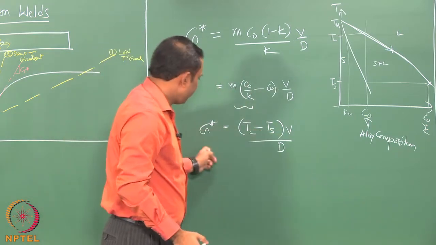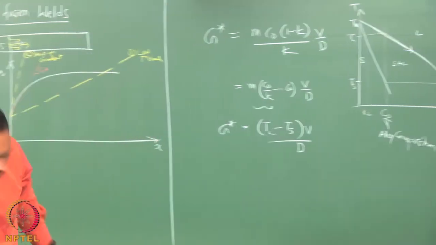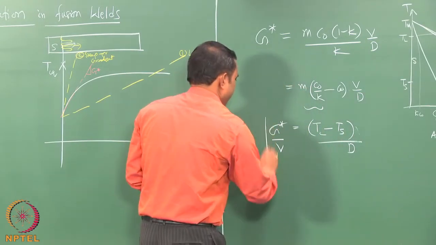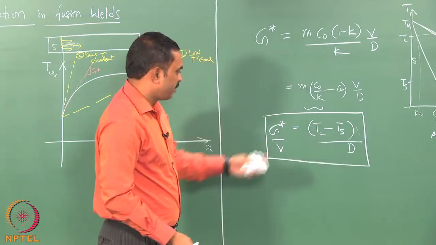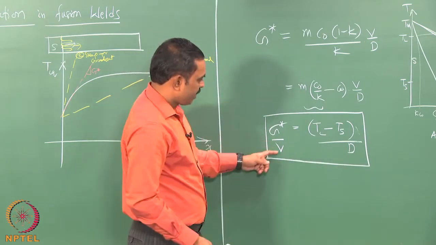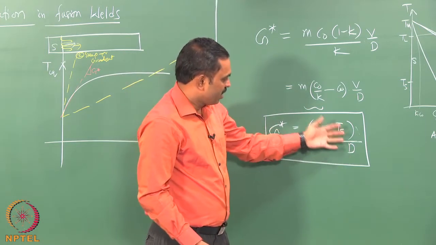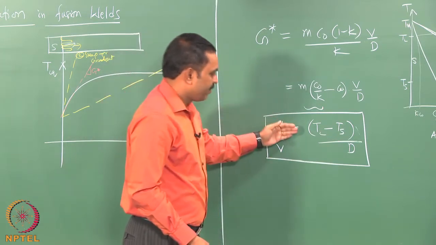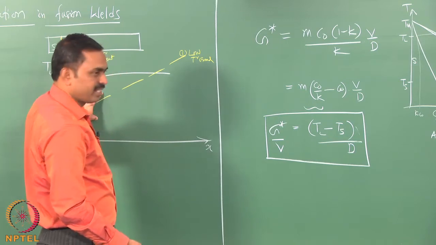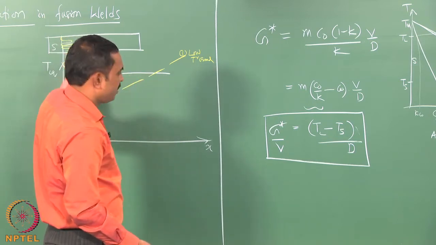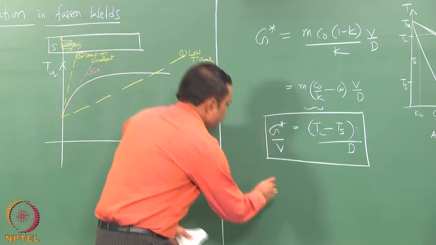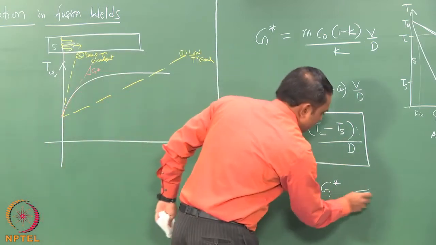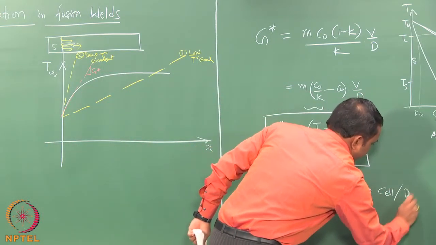And we could then bring the V down here and see how it would look, which is very popular in the textbooks. This is how the expression would look, which means that whenever G star by V is greater than a particular constant, given by the freezing range divided by the liquid diffusivity, you would have situations where the undercooling is not large enough, and therefore the planar front will be stable. And when G is less than G star, that is lower, it implies the cell or dendrite.